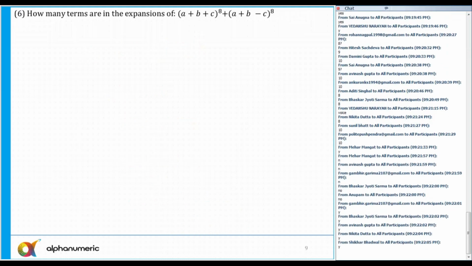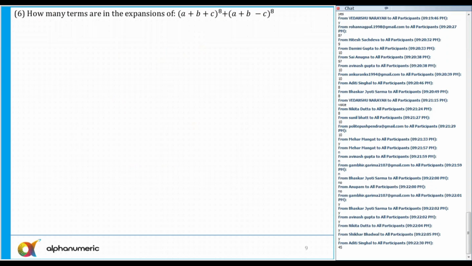Try this. Find the total number of terms in the expansion of this series. 45. We'll see that. Now, tell me step by step, all of you.